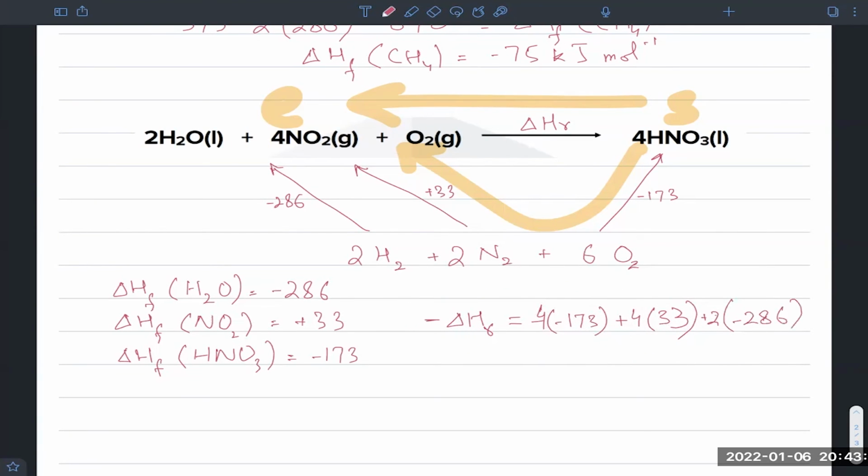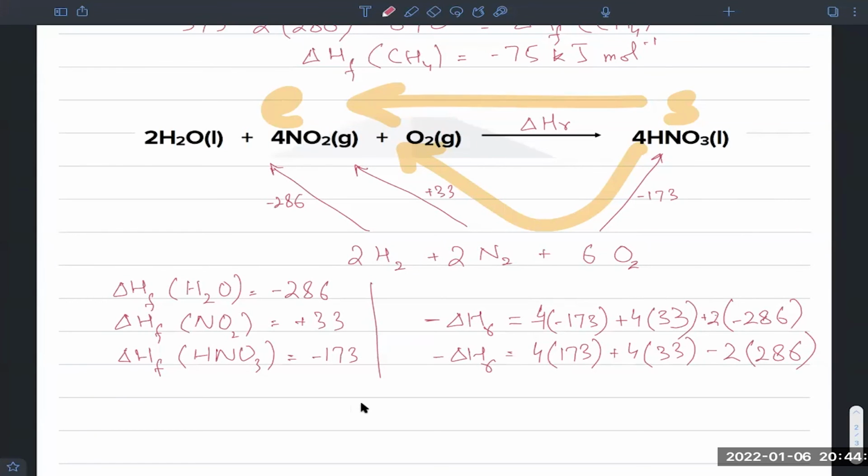So there you go. I have a pretty straightforward question here. Minus delta H of reaction is equal to 4 times 173 plus 4 times 33 minus 2 times 286. Whatever answer comes, we'll simply take that one. So you guys get it now, how to draw the Hess cycle. So let's try to do a question using whatever you have learned. Let's see if you can do it or not.